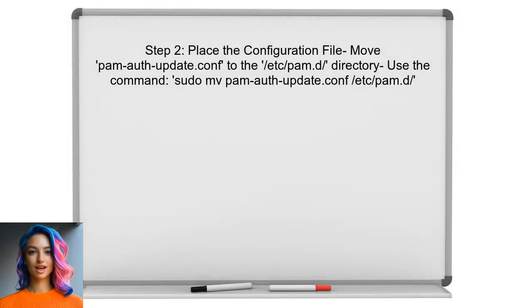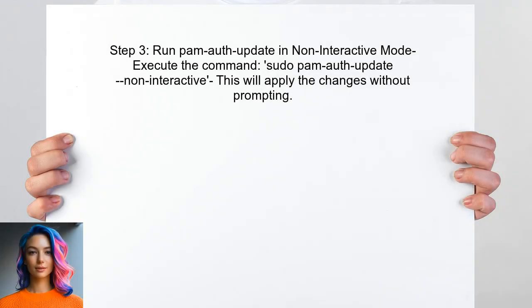Next, the user needs to ensure that the configuration file is placed in the correct directory. This is typically located in the /pam.d/ directory. After placing the configuration file, the user should run the pam-auth-update command in non-interactive mode. This can be done by using the -n option.